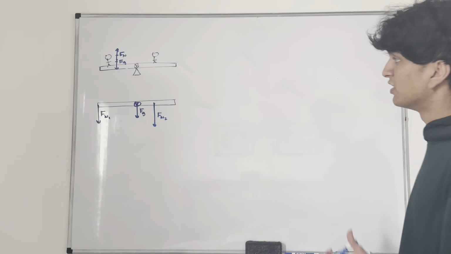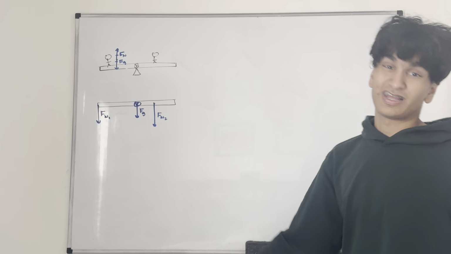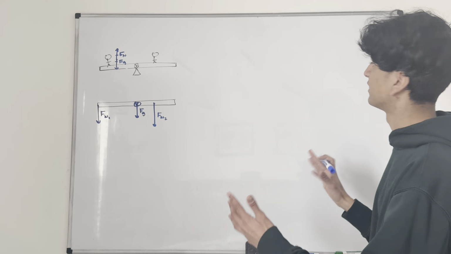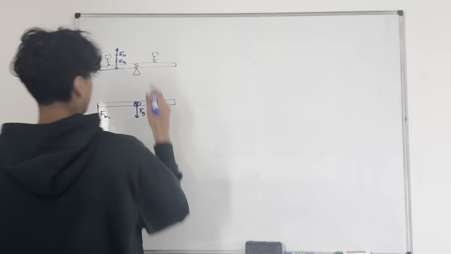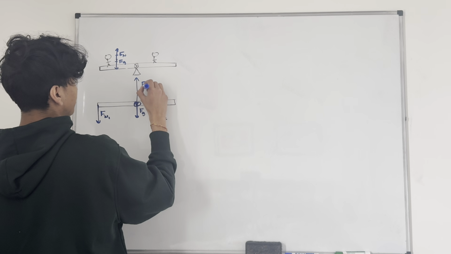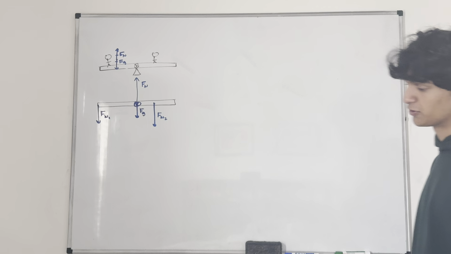And finally, if this was all of our forces, this whole beam would be accelerating downward. What's the upward force that's not causing any acceleration? It's going to be the force by the fulcrum, which, not to scale, would be way bigger. It would have to balance out all three forces that are downward.